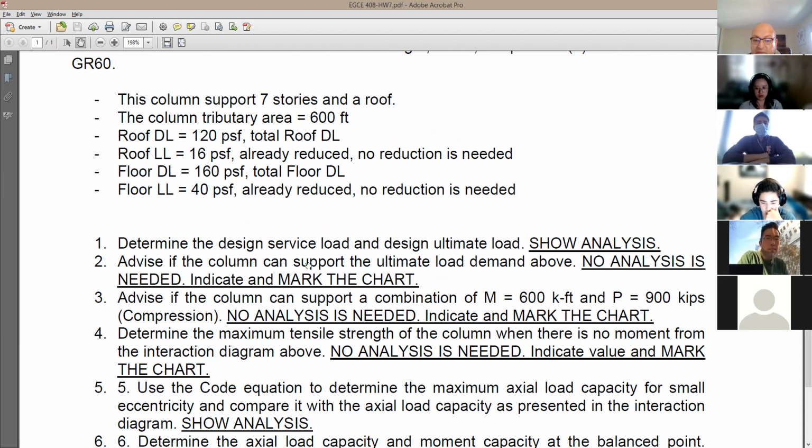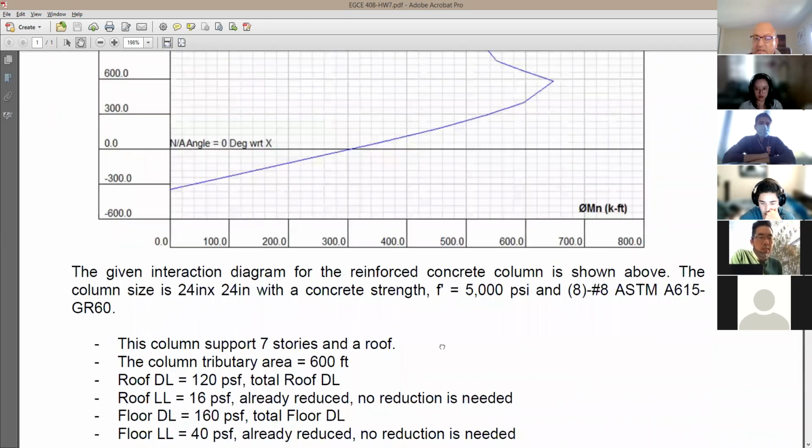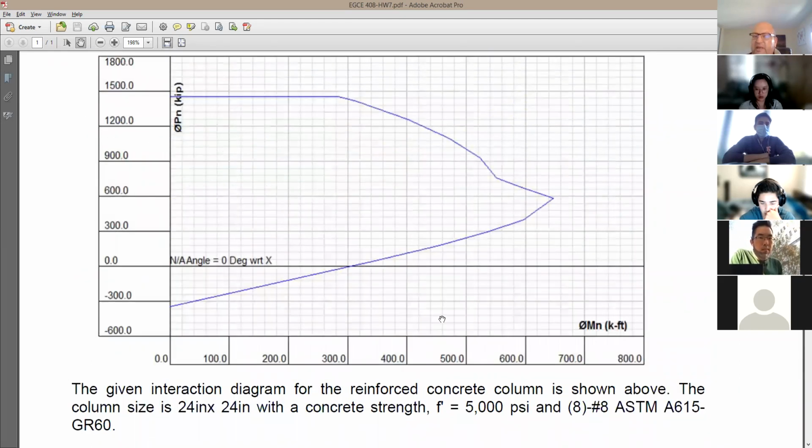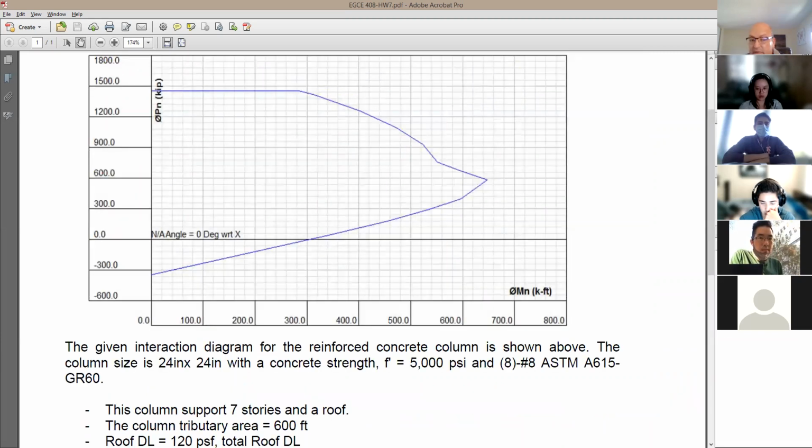Advise if the column can support the ultimate load demand above. No analysis is needed. So what do you mean by no analysis is needed? It just says indicate and mark the chart. So let's say you come up with the axial load or vertical load and say it's going to be this much. Let's say it's going to be 1,000 just for sake of discussion, or 900. Doesn't have any moment that goes with it. So what I want you to do is just to come here and draw a circle. You say, this is going to be my load, right?